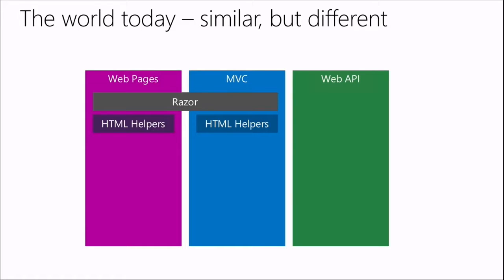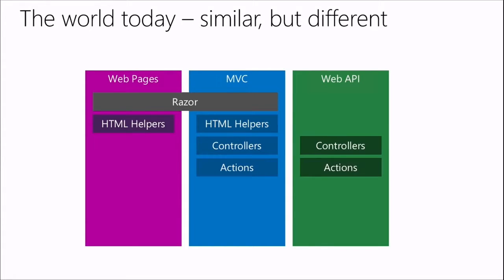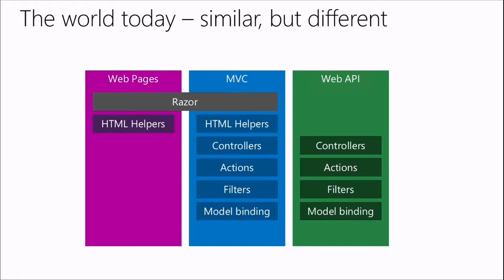MVC and Web API look very similar. They both have notions of controllers and actions and filters and model binding and dependency resolution and so forth, but they actually share zero code. They have no code sharing at all. And there's history behind why that is.